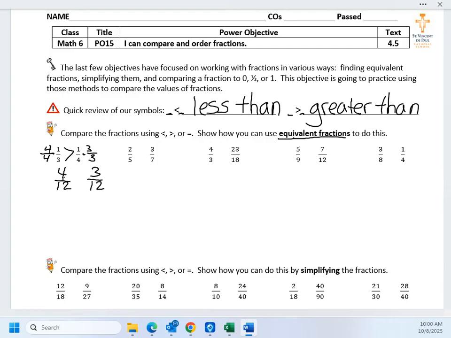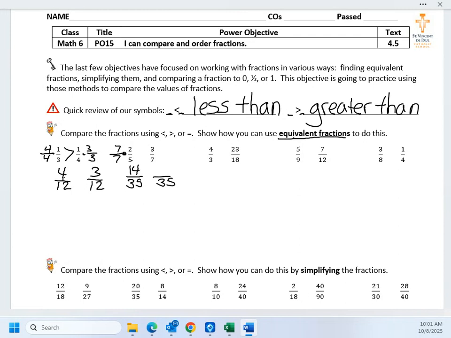Okay, so we need to pick common denominators. Let's look at our next one. 5 and 7. What would be a common denominator, Fernanda? 35. So I need to get both of those denominators to be 35. What would I multiply 2/5 by, Haley? 7. Yep. Because I know 5 times 7 is 35, so I have to do 2 times 7 is 14. What do I multiply 3/7 by?